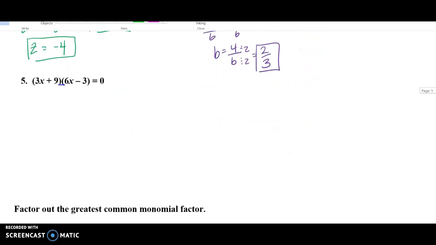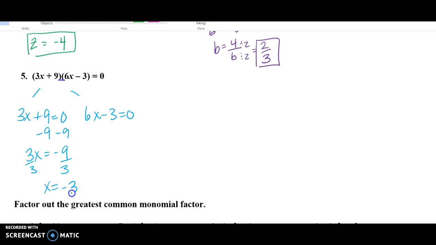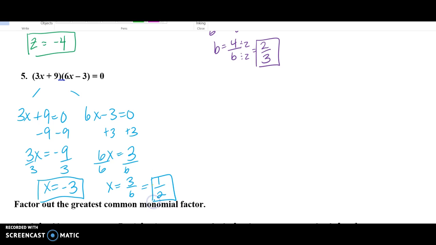Okay, the next one, number 5. 3x plus 9 equals 0, and 6x minus 3 equals 0. Subtract 9 from both sides. 3x equals negative 9. Divide out the 3. x equals negative 3. Be careful of that negative. Next one, we're going to add 3 to both sides. 6x equals 3. Divide both sides by 6. We have x equals 3 over 6, which we know simplifies to 1/2.